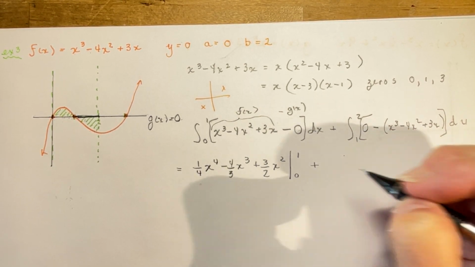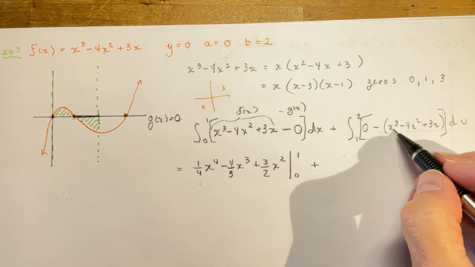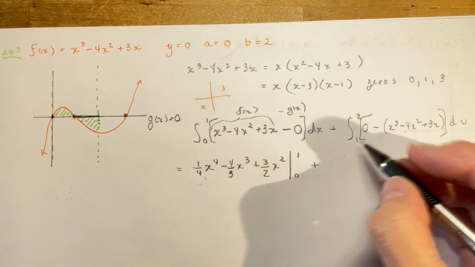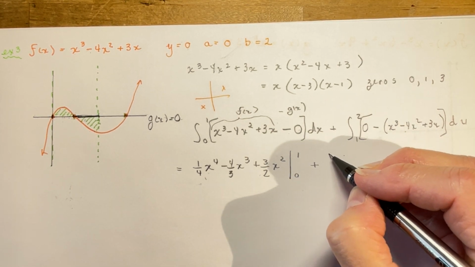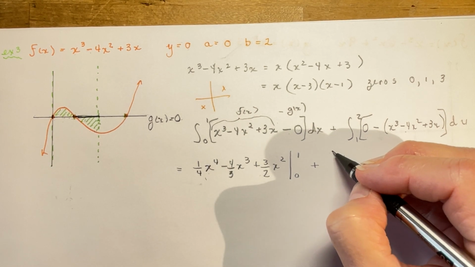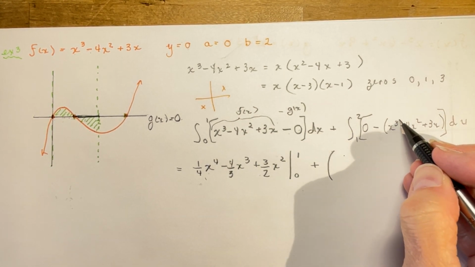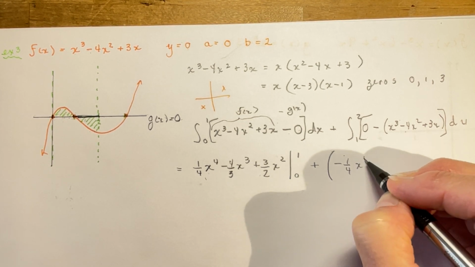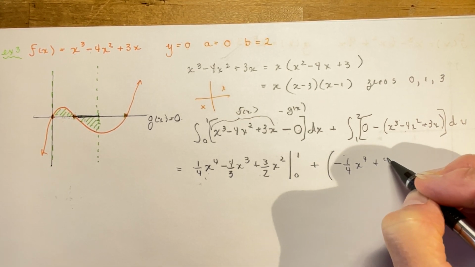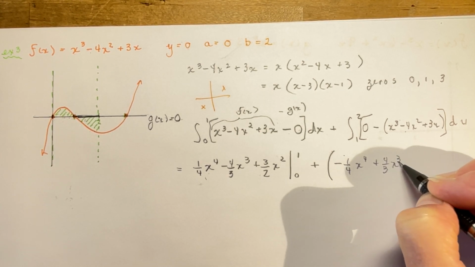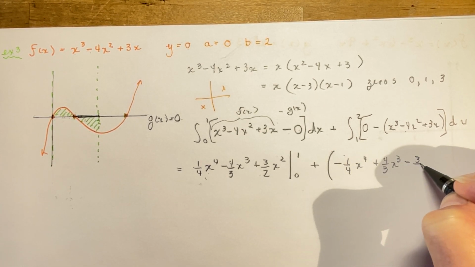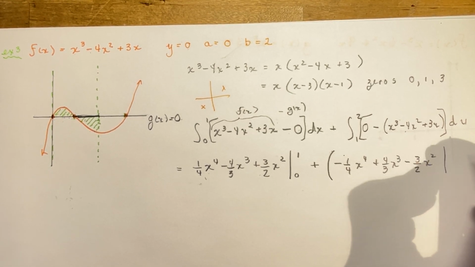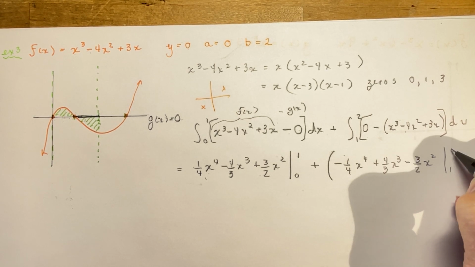And to that, I'm going to add, now remember, we're going to change the signs of this. So basically, it's going to be the same as this, but with different signs. Well, I'll leave the plus sign there just for now. So I add 1. So it's going to give me minus 1/4 x to the 4th plus 4/3 x cubed minus 3/2 x squared. Be really careful with those negative signs, right? And that I'm going to evaluate between 1 and 2.